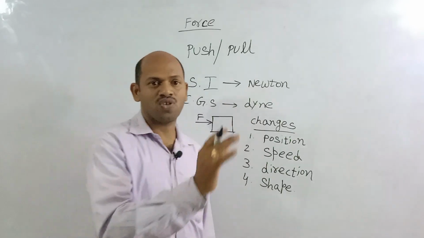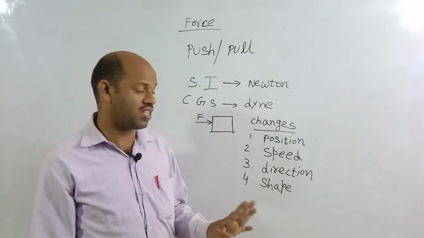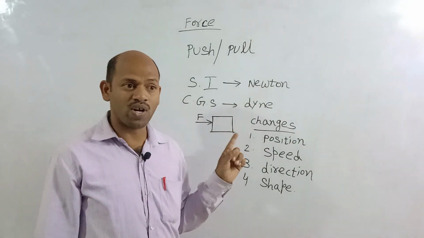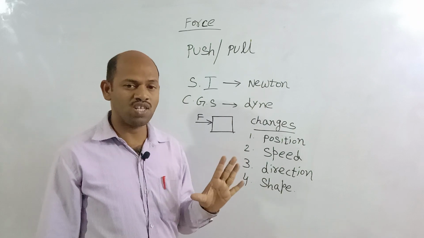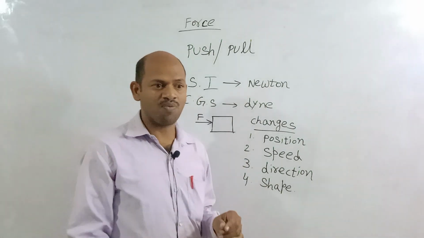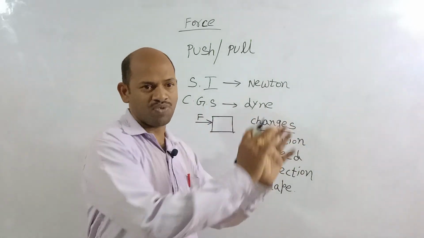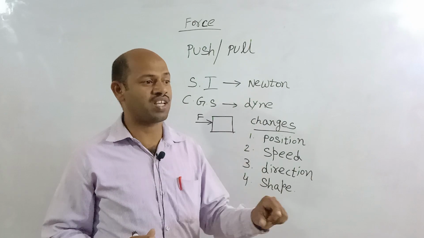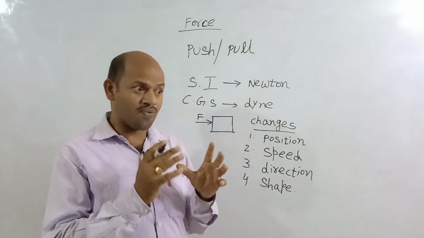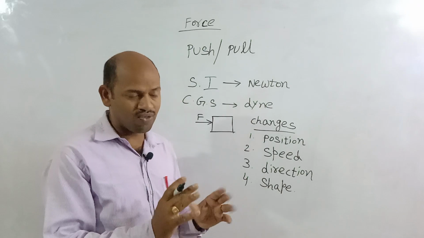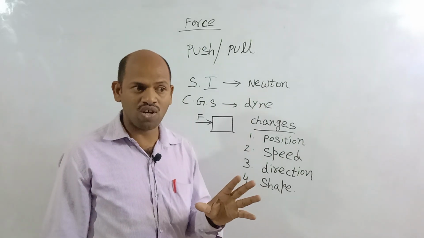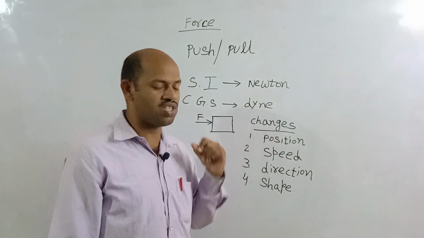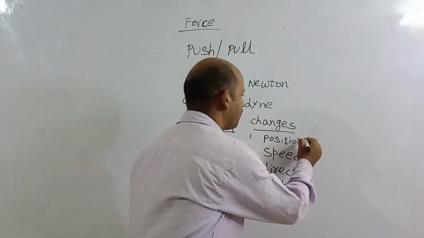If we apply some force on an object, then we observe 4 types of changes. The first one is position change. What is meant by position change? Suppose you take an object and push it, then what happens? It goes from rest to motion. అంటే ఒక చైర్ రెస్ట్ పొజిషన్లో ఉంది. రెస్ట్ పొజిషన్ ఉన్న చైర్ని నేను పుష్ చేస్తే ఏమవుతుంది? It comes into motion. So position change means rest to motion.